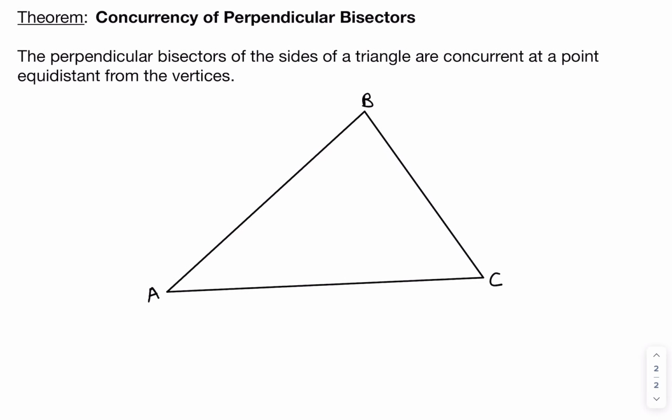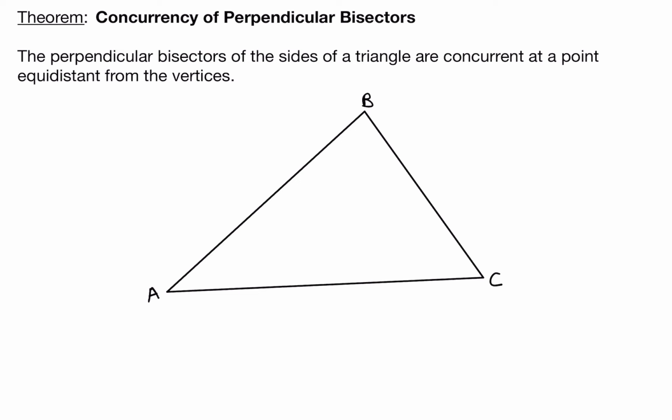So the first theorem is called the concurrency of perpendicular bisectors. And what this means is that the perpendicular bisectors of the sides of a triangle, so all three sides' perpendicular bisectors, are considered concurrent, or they intersect at a point that is equidistant from the vertices.